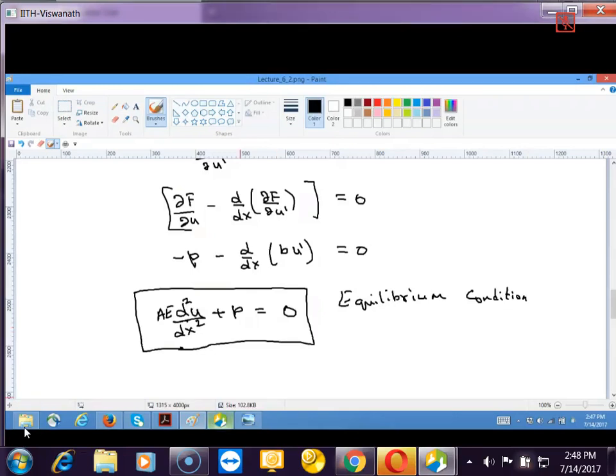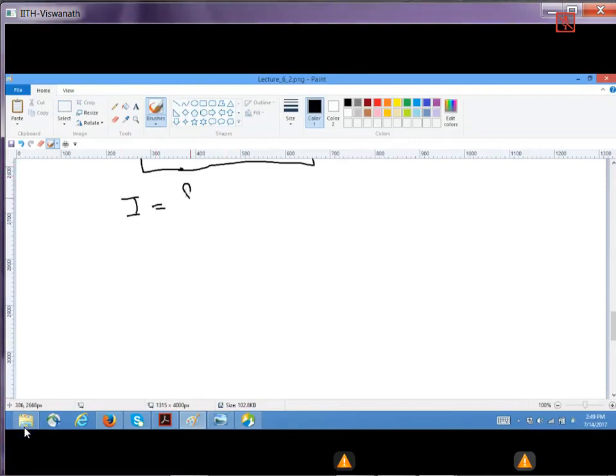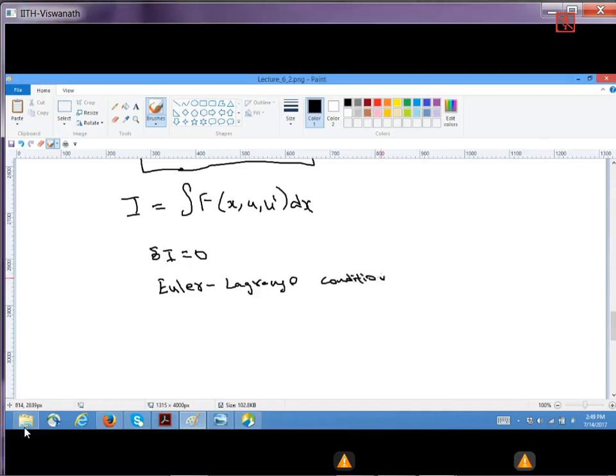So at this point of time, I will take a break and I will ask if you have any questions. Given a potential form I, which is the integral of f(x, u dash) dx, and asked for a stationary condition, all you need to use is the Euler-Lagrange condition. So through variational principles also you can calculate your stationary condition. Stationary condition is also known as equilibrium condition.